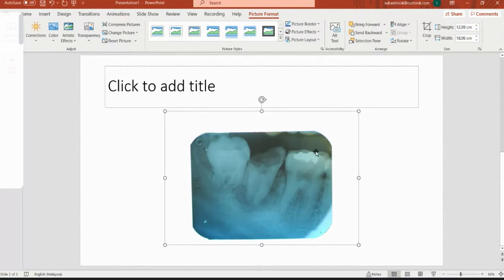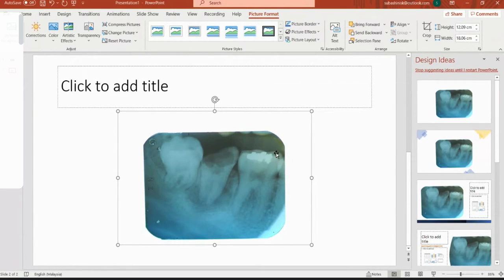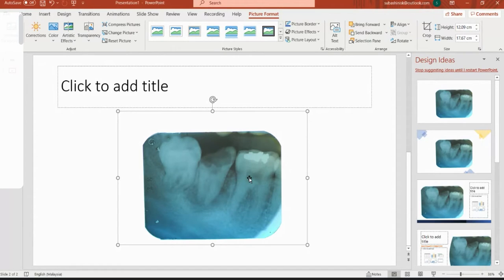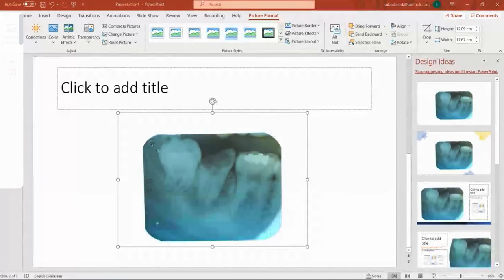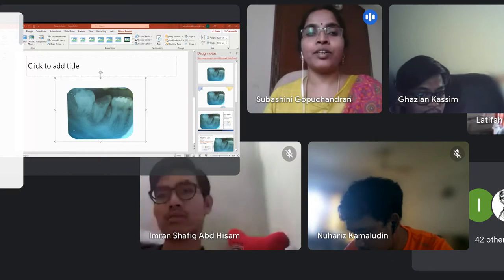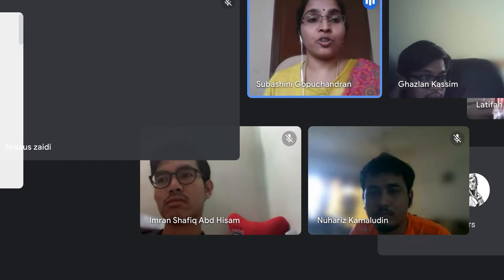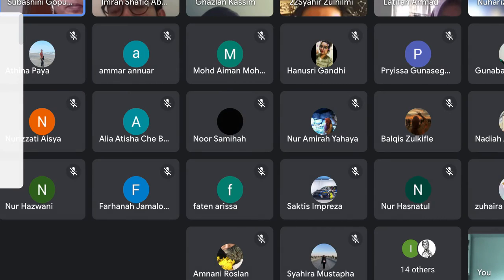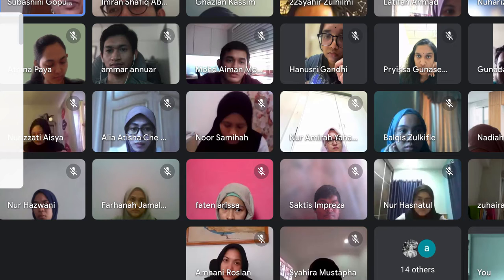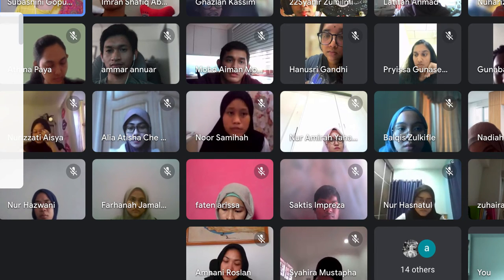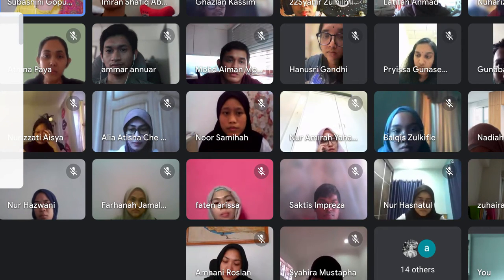It has a well demarcated border. Very good. It has a well demarcated border. Then? Associated with a non-vital tooth. Okay. So from the radiograph, you have found it's a non-vital tooth. Because of the periapical radiolucency, you have inferred it is a non-vital tooth.